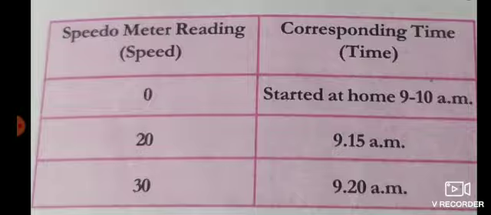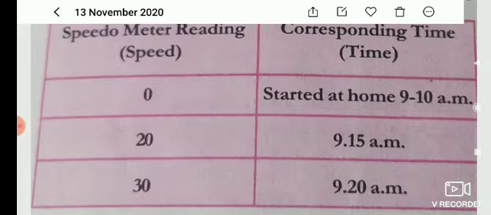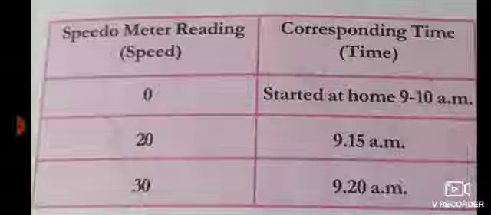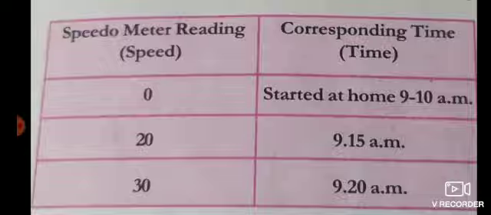Now, if you see here, first when they started at home, the time was 9:10 a.m. Then after 5 minutes, the speed of the car is 20, and then after 5 minutes it was 30. Now the question asked was, does the speed of the vehicle remain the same throughout the journey? No, the speed of the vehicle is changing.